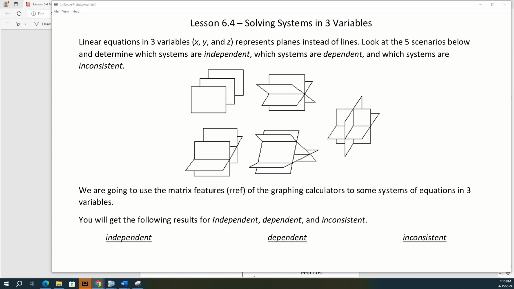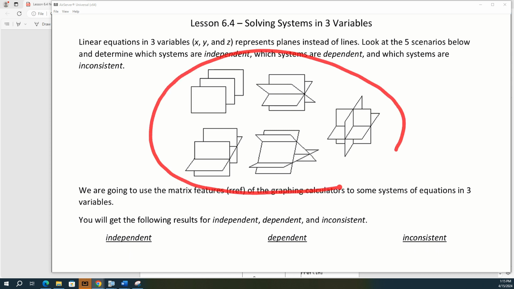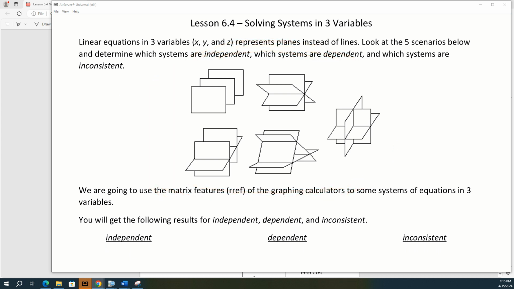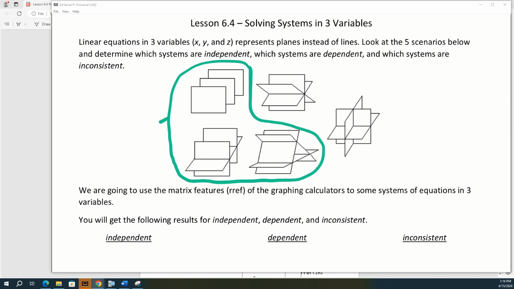So out of these five, pick out three where you think there is no solution. They don't cross at the same place. The first one, definitely. Bottom left definitely has no solution. Yes, so those are the three. These three right here. When there's no solution, they're called inconsistent systems.